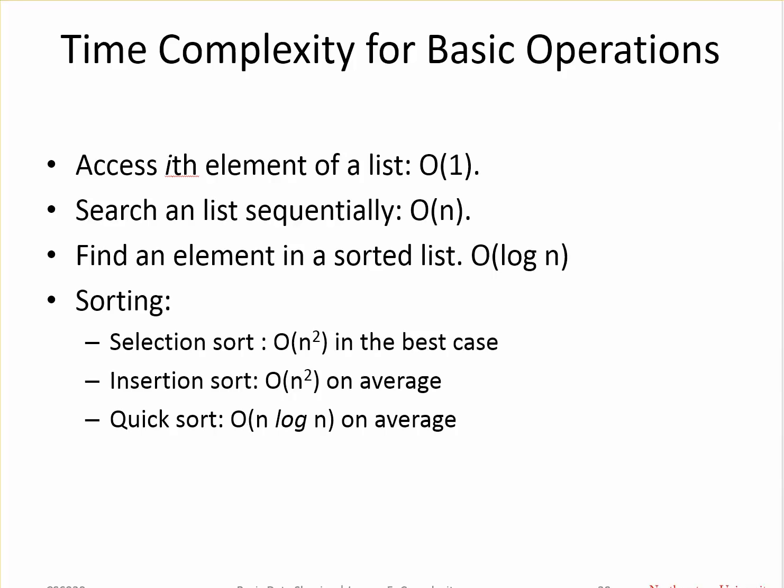To find an element in a sorted list is O of log n, because we typically can do a binary search, which has a behavior that is logarithmically related to the number of elements in that sorted list. Very important that it's sorted. If it's unsorted, then it's O of n.